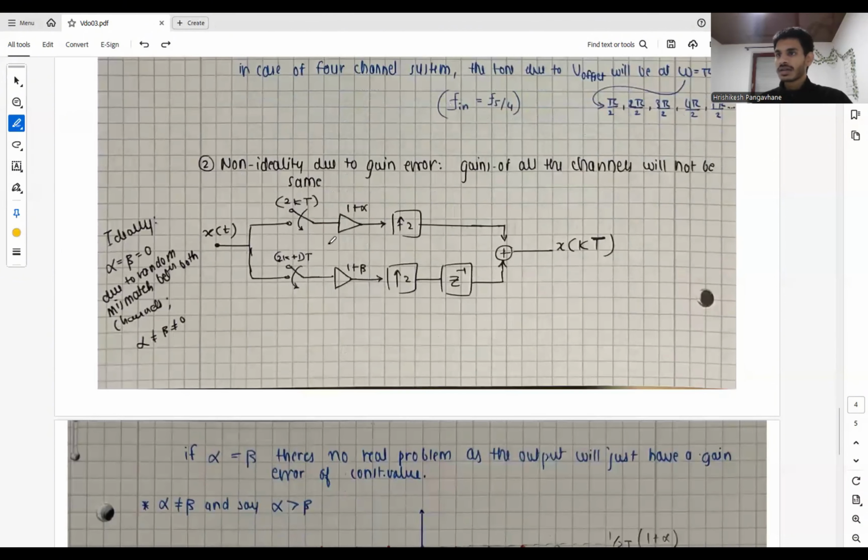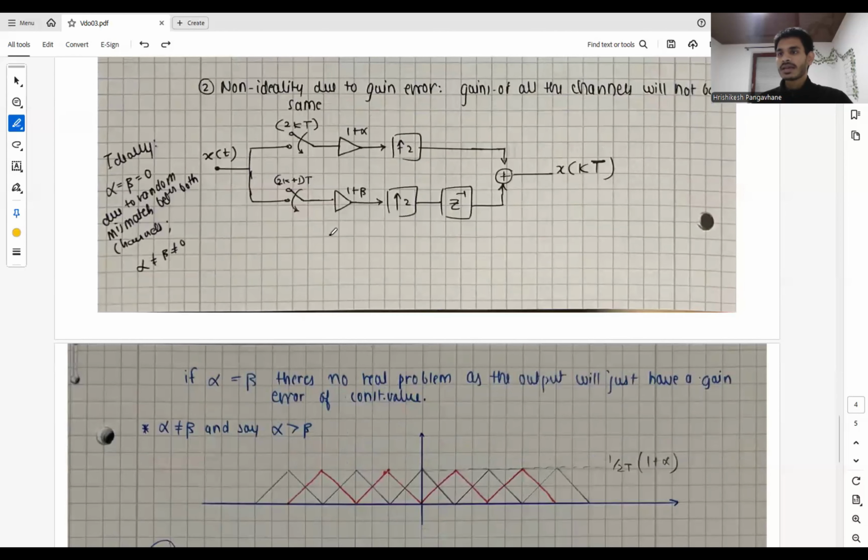So we have to consider what happens to our output due to this non-ideality. Let's say alpha is equal to beta, then there is no real problem as such. We'll just get the output with some gain, but we'll get the output as desired.